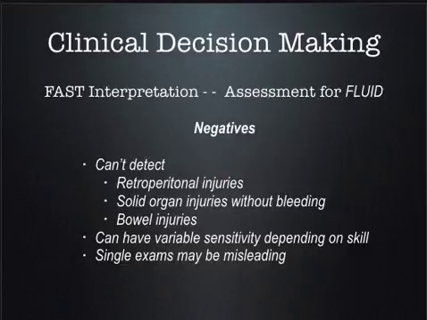So let's go back over the negatives of the FAST exam. You can't detect retroperitoneal injuries. You can't detect bowel injuries. You can't detect solid organ injuries that are not bleeding. You might not be sensitive enough to pick up large amounts of blood in the abdomen. And if you do an exam, it may give you a false sense of security that the patient's okay and they're really not okay because you didn't see the blood that was actually there. Those are all bad things, right? So why do you want to do it?